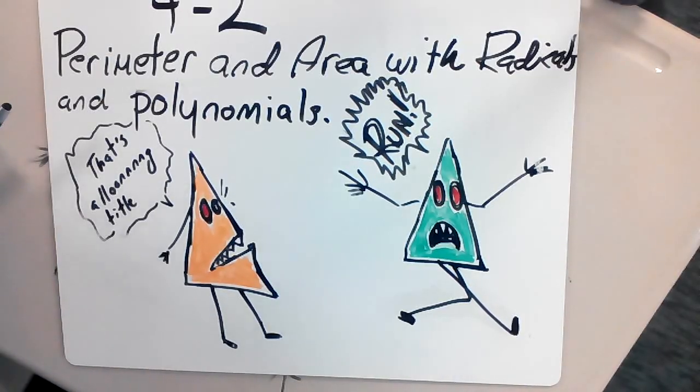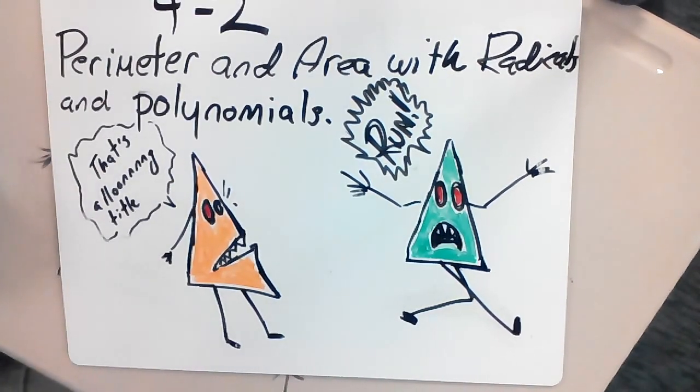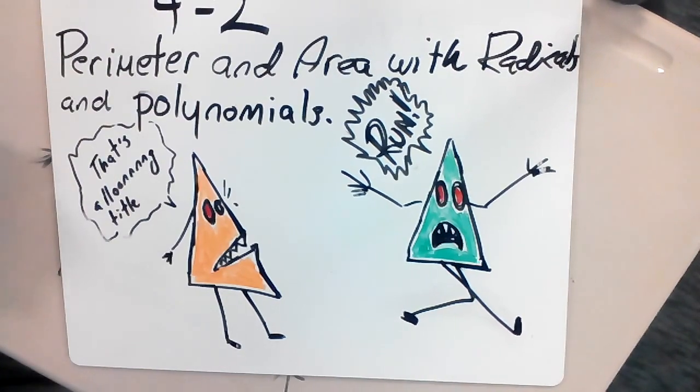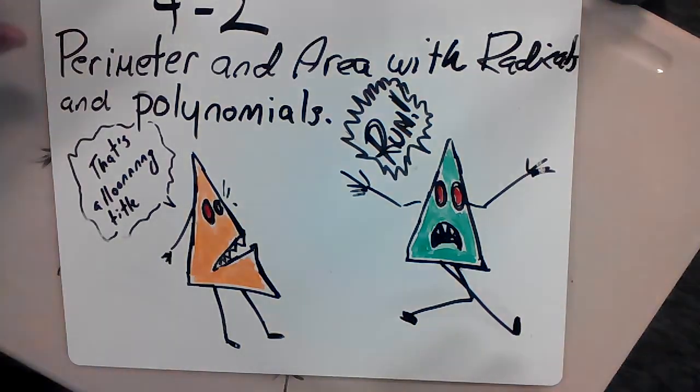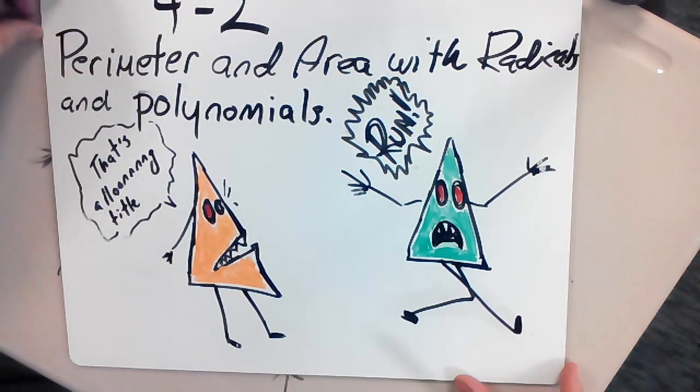Hey folks, okay, we're going to do the video for 4-2. This one takes the stuff we learned in 4-1 and applies it to things like finding the area and the perimeter. Some of these questions are quite lengthy, so you might have to watch this video a couple of times. All right, let's take a look at the first example.